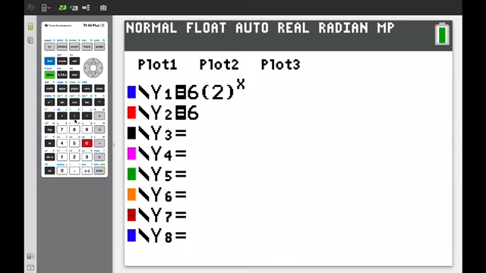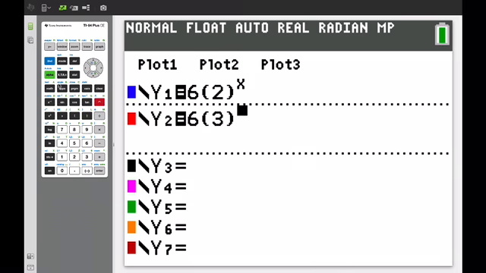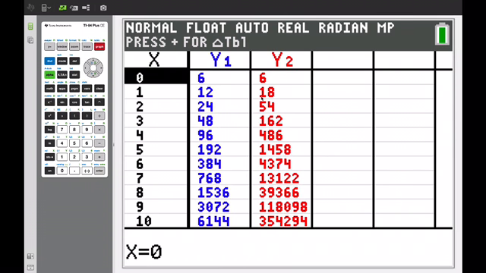So I'm going to type 6 times 3 to the power of x. Now, I don't want my table to change. I'm still using the same one on the paper, so it's still going to start at 0 and go up by 1s. So I don't want that to change. So I'm ready to go and look at my table. So if I say second and then graph, now I've got this. So this says y2. Now in your paper it says y and it says number 3, but that's because it's on number 3. This is the second equation that this is taken care of. So this is going 6, 18, 54, 162, 486, 1458.